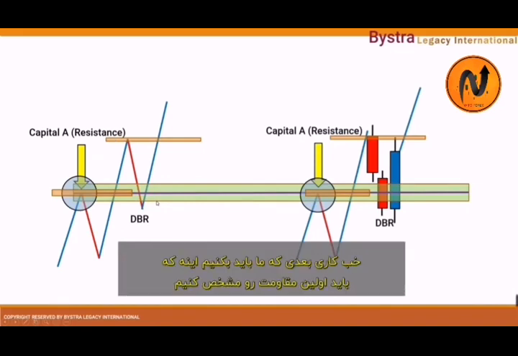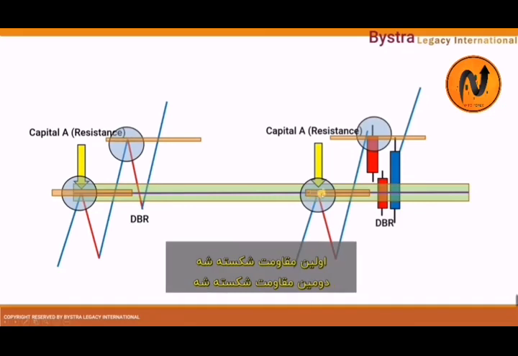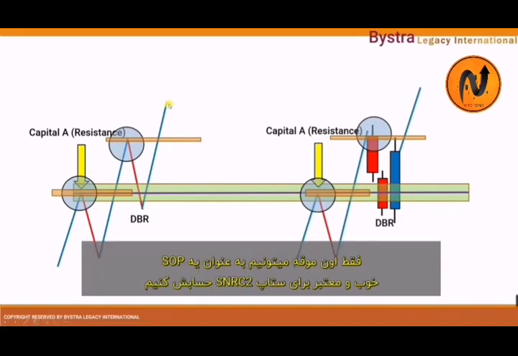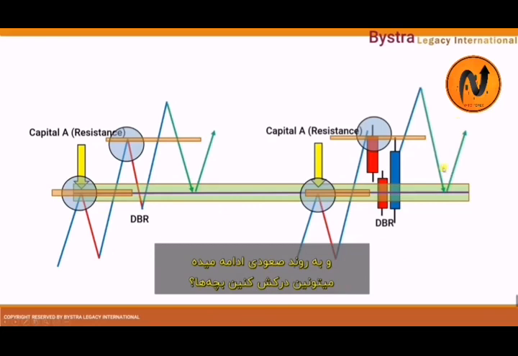So next thing what we should do is we should mark the first resistance. It must be broken. Second resistance must be broken. First resistance broken, second resistance broken. So once it broke two resistance, the third SOP, then only we can count this as a good, valid SOP for SNRC2. Price will then come back here and continue on the uptrend.